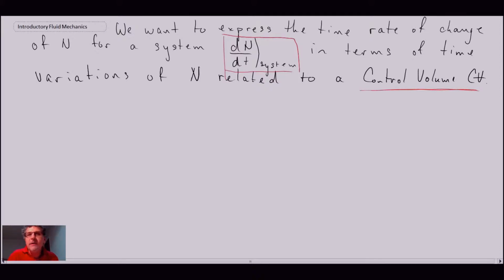And so in order to do this, what we're going to begin with is a schematic. The schematic will show a control volume and a system that coincide in time at t0. But later in time, the system will continue to move because there's fluid flow in the system that we're looking at, but the control volume will remain fixed in space. And we're going to use that as the basis for our derivation of getting that d by dt of whatever the property we're looking at in terms of control volume variables.